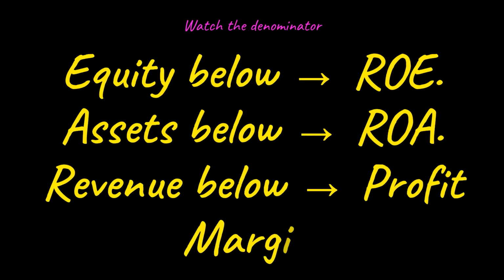The fastest way to avoid confusing these ratios is to check the denominator. Equity points to return on equity, total assets to return on assets, and revenue to profit margin. A high ROE driven by leverage signals risk, not necessarily strong operations.